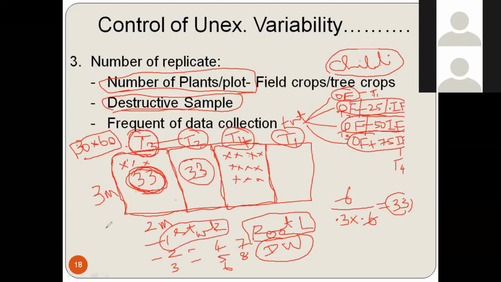Now, in the first week, if I take 4 plants as a sample, and for the second week, again I take 4, and the third week, again 4, as an example. I took 4 in the first week. So, how many remaining? I have uprooted 4 plants in the first week. How many plants remaining? 29.